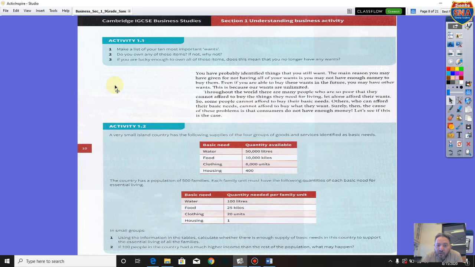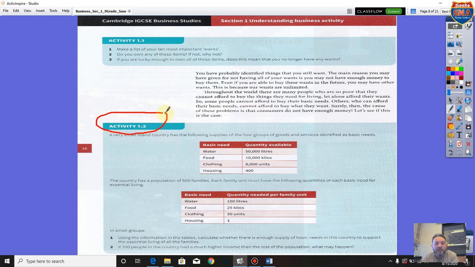Throughout the world there are many people who are so poor that they cannot afford to buy the things they need for living, let alone afford their wants. So some people cannot afford to buy their basic needs. Others who can afford their basic needs cannot afford to buy what they want. Surely, then, the cause of these problems is that consumers do not have enough money. Let's see if this is the case. Okay, guys, let's go directly to activity 1.2 and see.